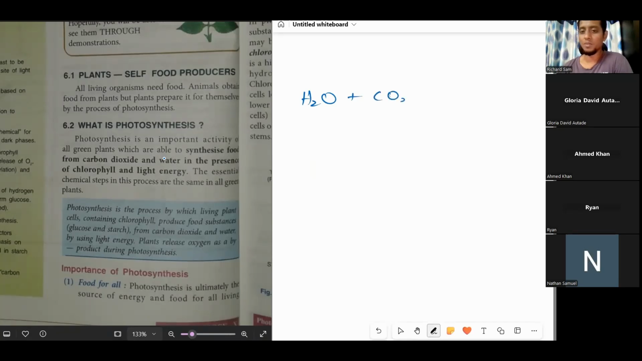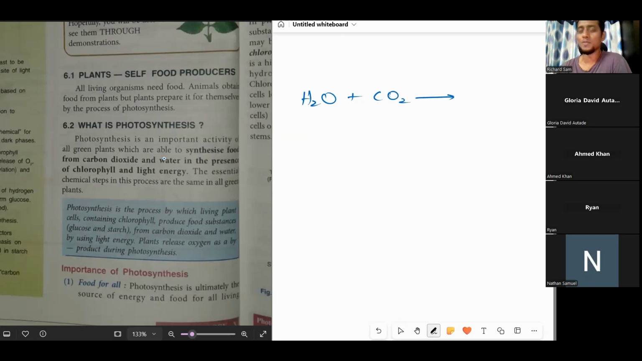Carbon dioxide. From where does the plant get the carbon dioxide? From the atmosphere. The leaves absorb carbon dioxide, right? So leaves absorb carbon dioxide and roots absorb the water. And these two raw materials go where? They go into the leaves. Leaves are the kitchen.